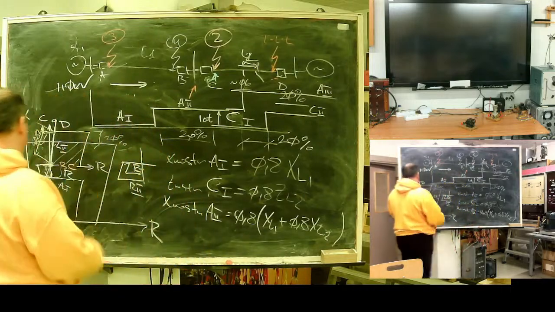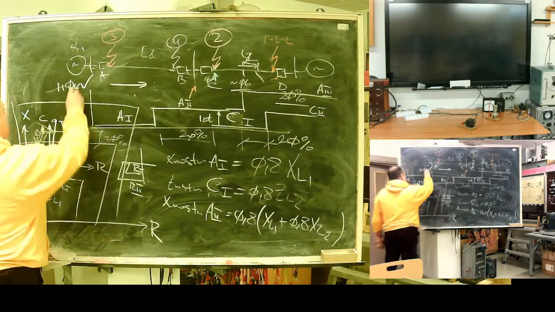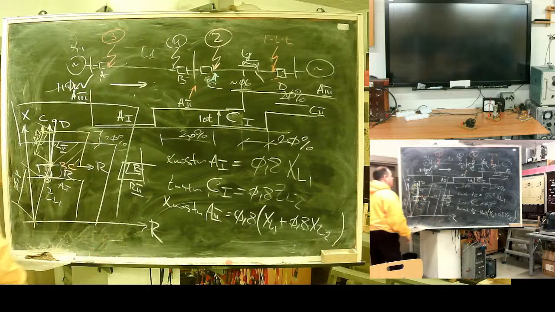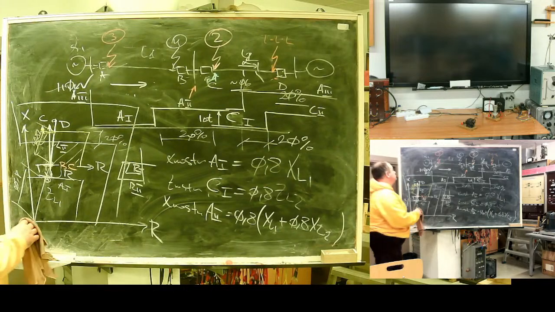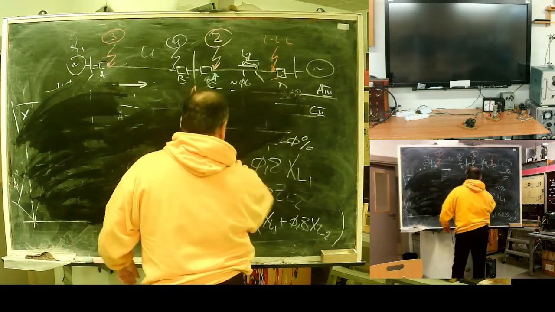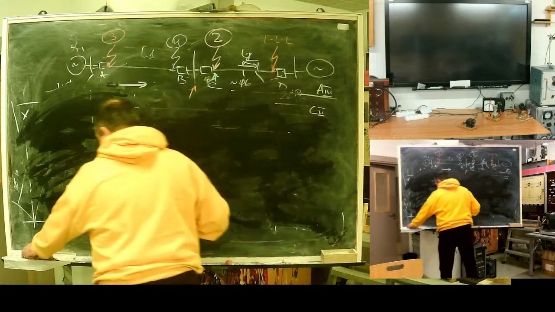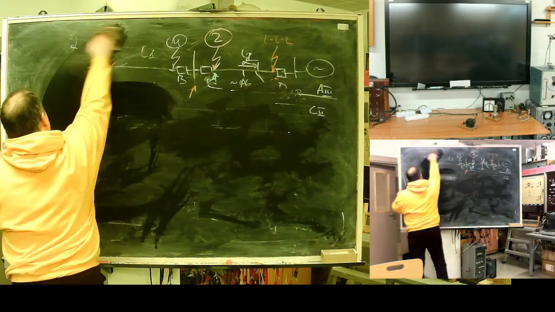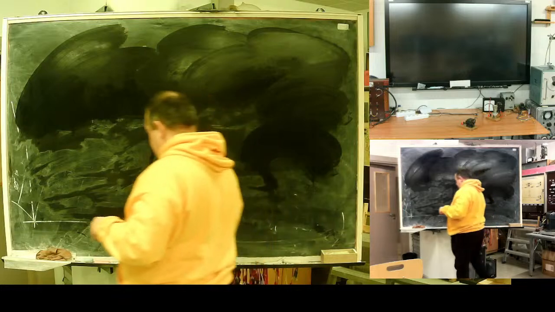Now, A3 will be something like this. A3 will overlap C2. And now, bad news. Bad news now. Zone deformation. Bad news.